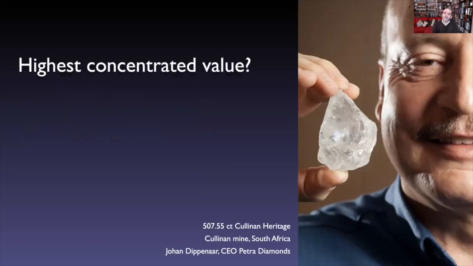So value, this is interesting. You are seeing here Johan holding up a 500 carat plus diamond. It sold for $35 million almost 10 years ago. It came from the Cullinan mine. So we are discussing how concentrated value is in a diamond.